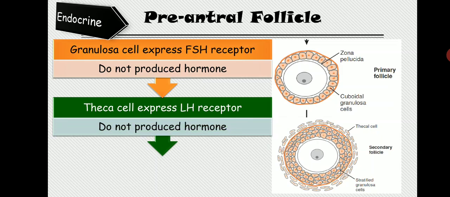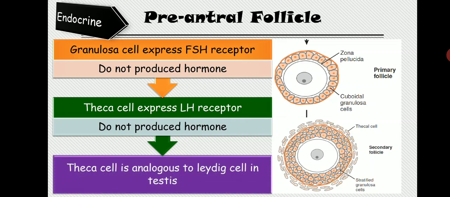So if you compare the female with the male, in a male, FSH receptor is present on the Sertoli cell and LH receptor is present on the Leydig cell. While in this case, the granulosa cell will express FSH receptor and the theca cell will express LH receptor. So in a nutshell, the theca cell is analogous to the Leydig cell in the testis. Got it?